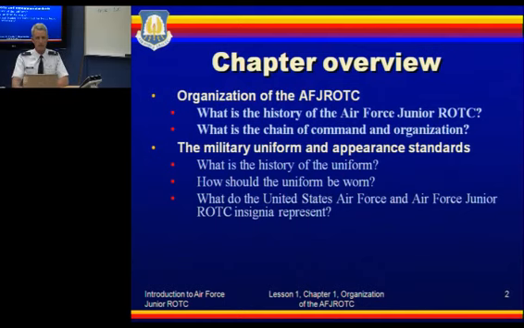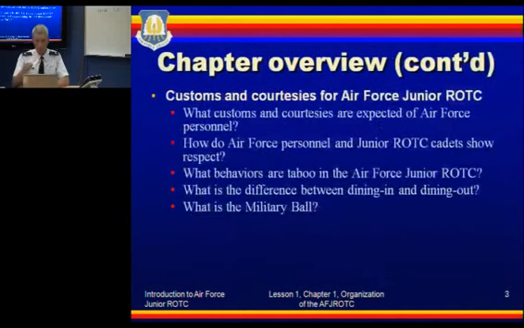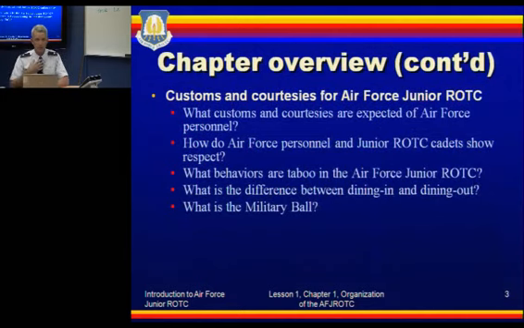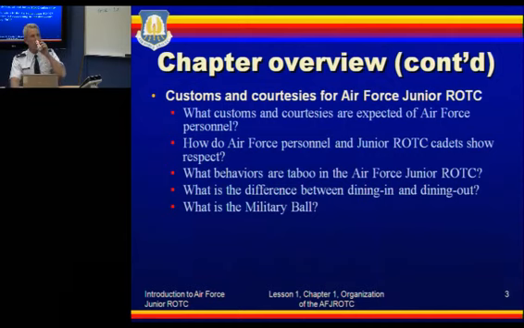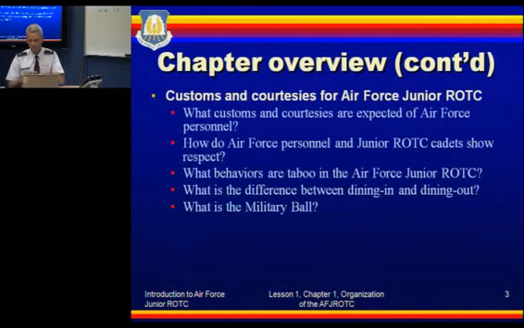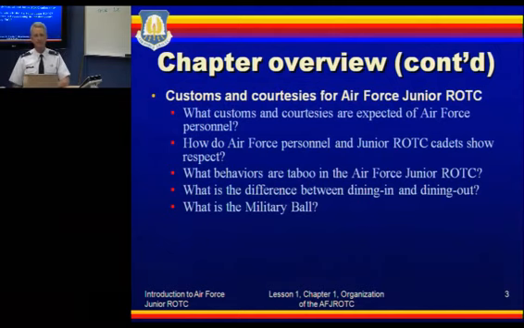It's a long chapter. Organization of ROTC, the military uniform and appearances, common courtesies. A lot of my hybrid course students are now starting to get into wearing blue uniforms like myself, and you need to know what is expected of you in and out of uniform. And also, what is a military ball? We are coming up to our military ball. That will be third quarter, right around Valentine's Day, actually. So that'll be a fun thing, and we'll talk about what's accomplished in there.